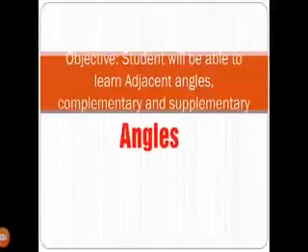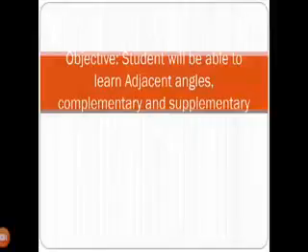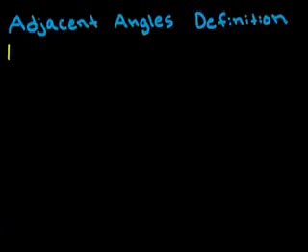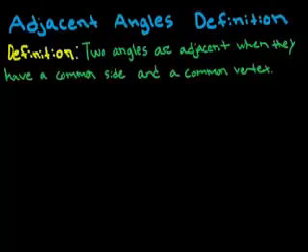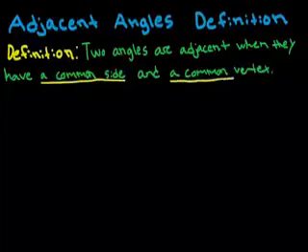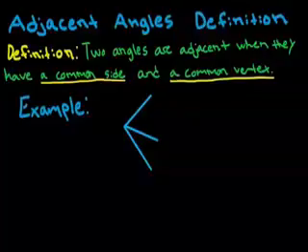Our today's objective is learning of adjacent angles, complementary and supplementary angles. Let's have the definition of adjacent angles first. Two angles are adjacent when they have a common side and common vertex. So now what is the meaning of common side and a common vertex? Let's see this through an example.